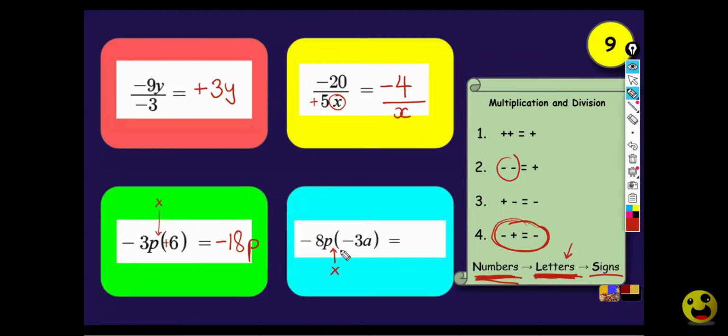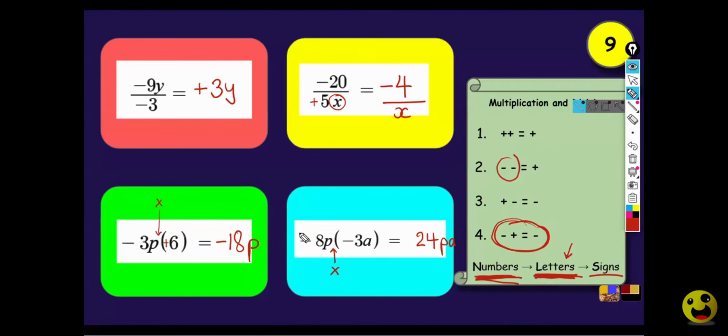Let's do the numbers first. 8 multiplied by 3. 24. We finish with the numbers, then the letters. What letters are involved? P and A. You just have to write back the 2 letters involved. Just write PA or AP. It doesn't matter. Just make sure the letters come after the number. So PA or AP. Just make sure to put back all the letters involved.